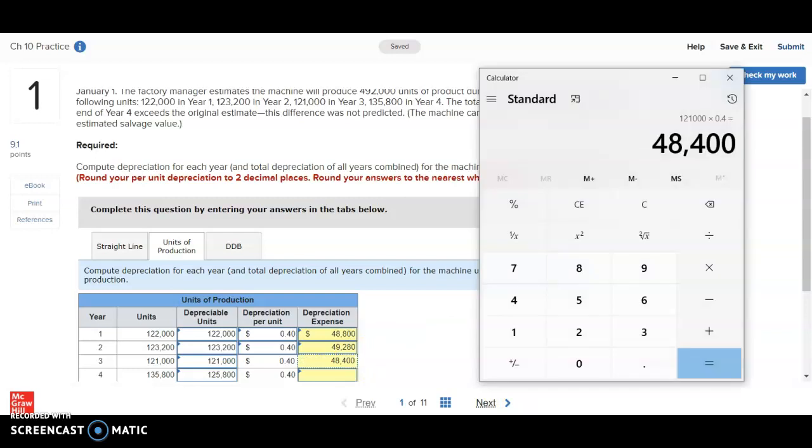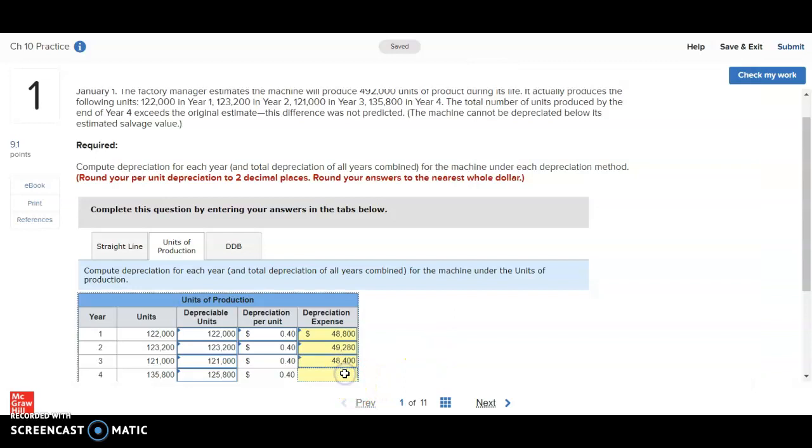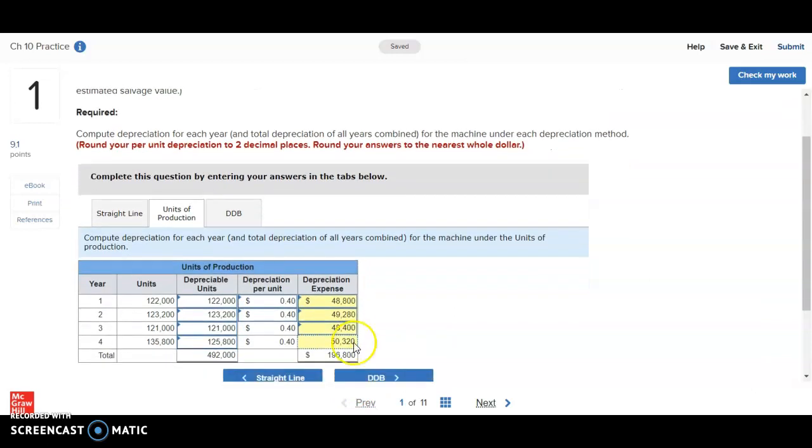And then for year 4, we're going to do the same thing, except we're using the depreciable units again. Don't forget, 125,800 times 40 cents per unit, and that gives us a total amount of 50,320 that we are going to depreciate. It adds the total amount up for us. Again, we don't want to exceed the 492,000 units, and this is going to be our total depreciation expense for all 4 years.